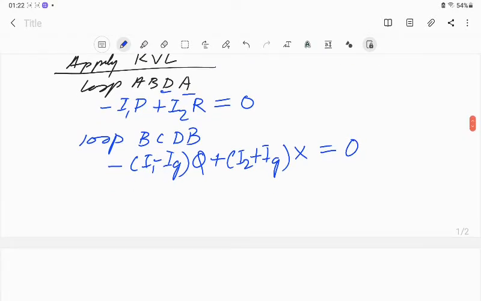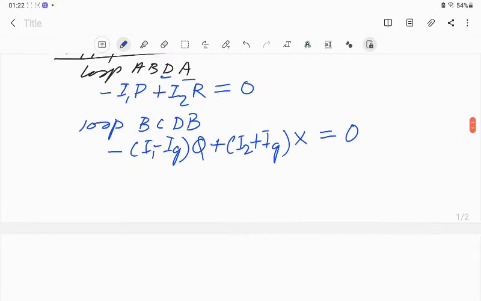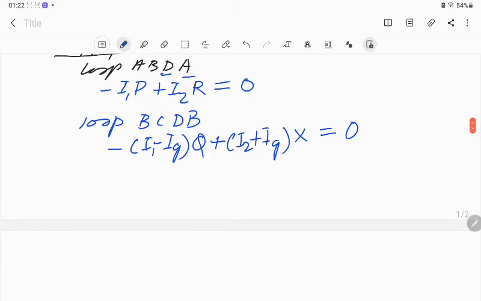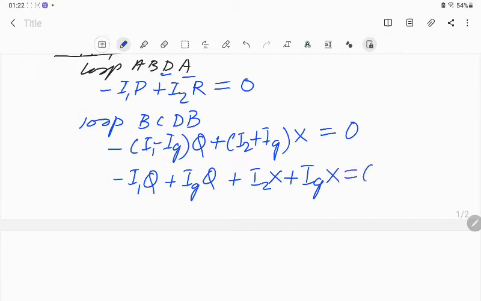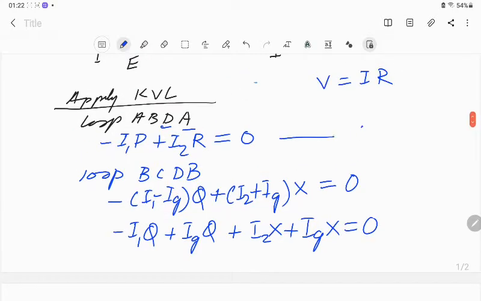Okay, now you have to arrange. So this one I can write minus I1 into Q minus plus IG into Q plus I2X plus IGX equal to 0. So this is 1, this is 2.